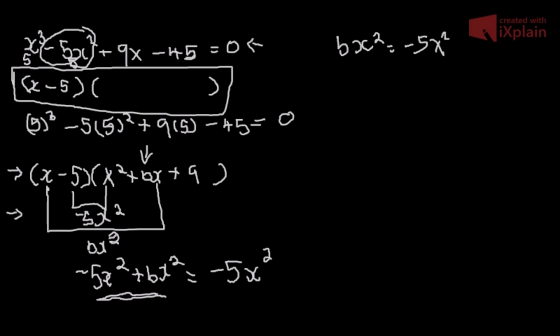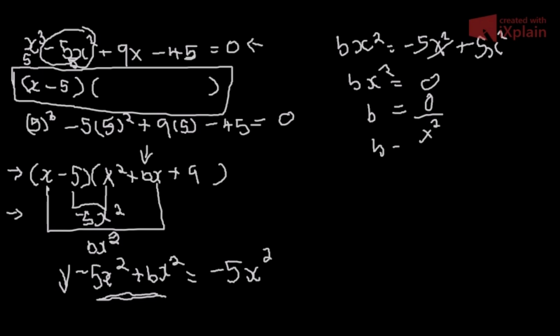The negative 5 that was on this side is now jumping to that side. Now bx squared is equal to 0, because this will cancel. Then we have to divide both sides by x squared. Then we'll get our b as 0. So that means our b is 0. We are going to take this 0 and substitute it here, and then write our stuff.